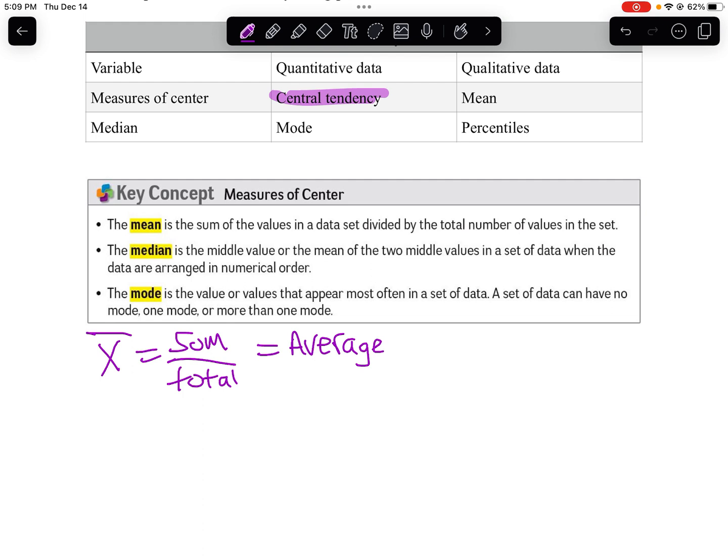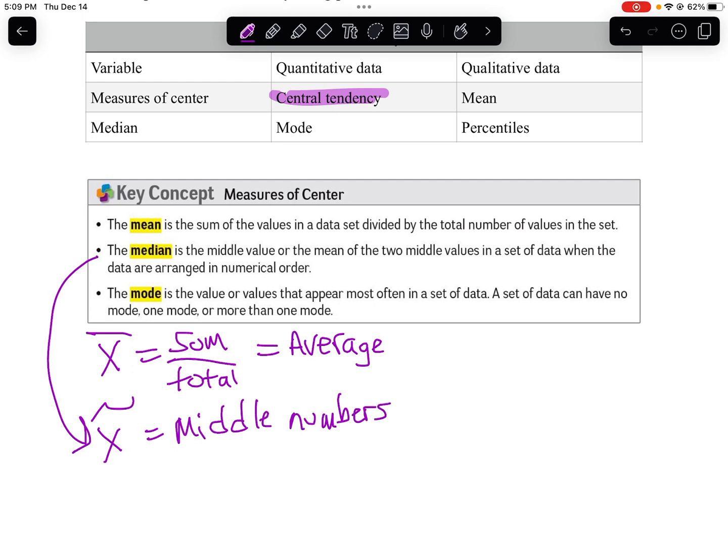Now, our median is represented with X with a tilde above it. That's our median. That's going to be your middle number. If you have two middle numbers, it'll be the average of those two middle numbers. We have to put our data in order. And then to find the middle number, we're going to find the position of the middle number.